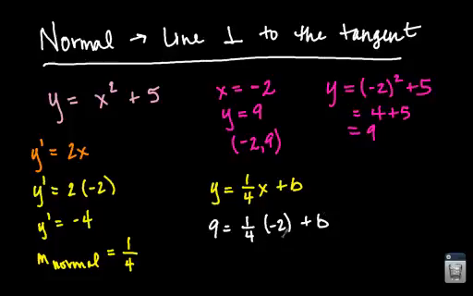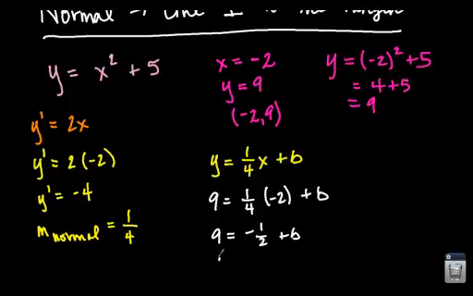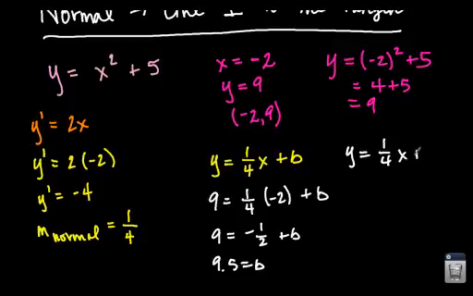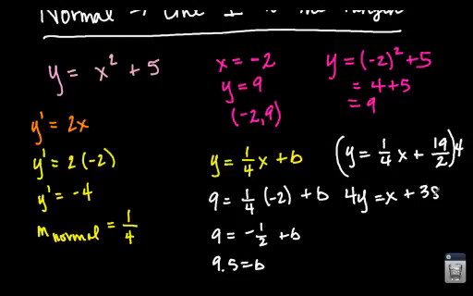And -2 in for x. We end up with 9 equals -1/2 plus b, which means that b equals 9.5. So the equation of our line is y equals 1/4 x plus 9.5, or 19/2. Like we mentioned before, the Cambridge book is not so wild about having fractions, so I'm going to multiply this whole thing by 4. So I end up with 4y equals x plus 38. And that is the equation of the normal.